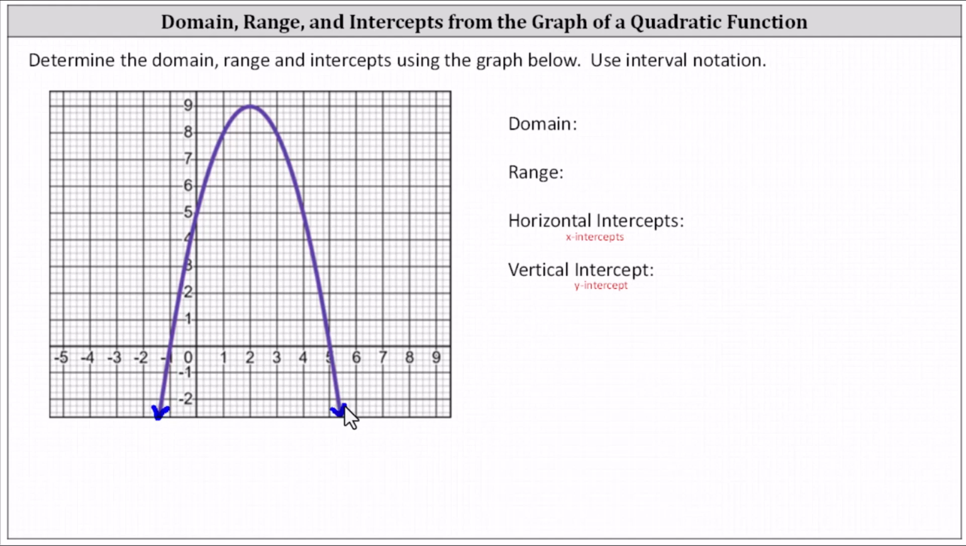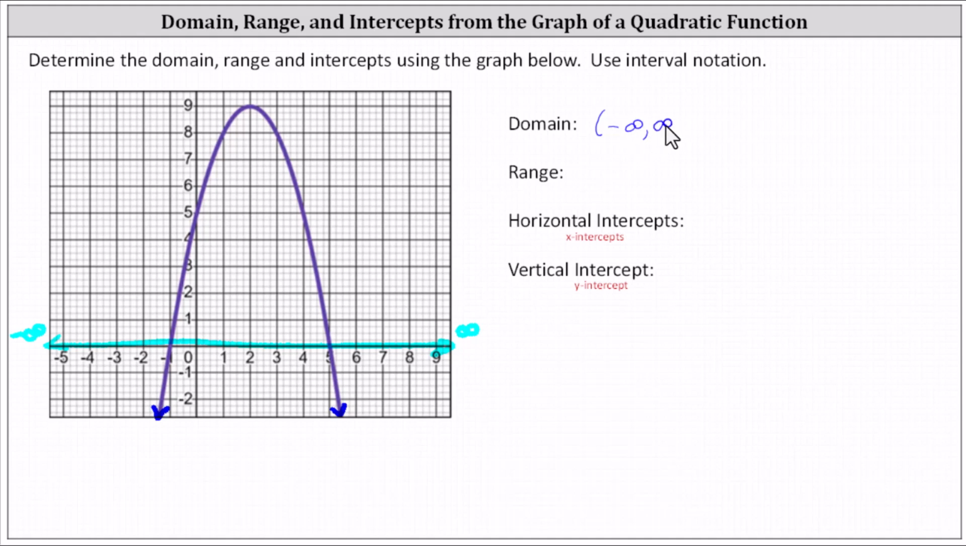Recall the domain is a set of all possible inputs, which are often the x-values. To determine the domain, we analyze the graph along the x-axis or from left to right. Analyzing the graph, we can see the graph goes down very quickly, but it also continues to the left and right indefinitely without any holes or breaks, which indicates the domain is all real numbers, which would be the open interval from negative infinity to positive infinity.